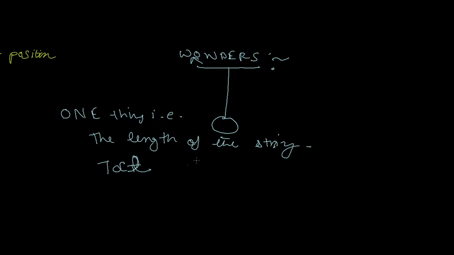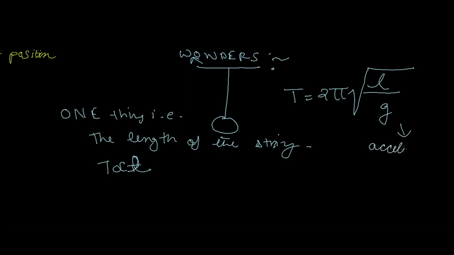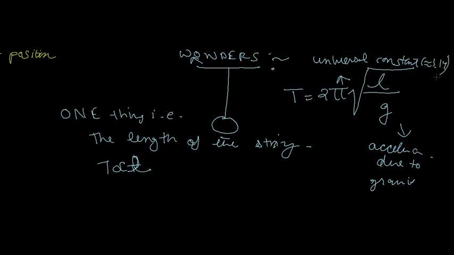So, there's a simple formula to derive the time period when the length is given. That is, time period is equal to 2 pi multiplied by the square root of length divided by g, where g is acceleration due to gravity. And pi is a universal constant, which is approximately equal to 3.14 or 22 by 7.